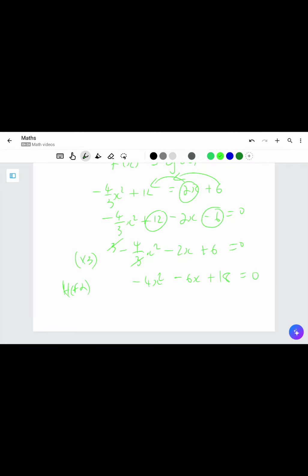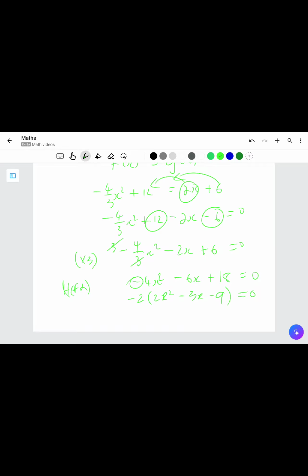Okay, my HCF is 2. So we don't want this negative here as well. So we're going to take out a minus 2 here. We're going to be left with 2x squared minus 3x, minus 9. Okay, that looks better, and we know this is equal to 0.